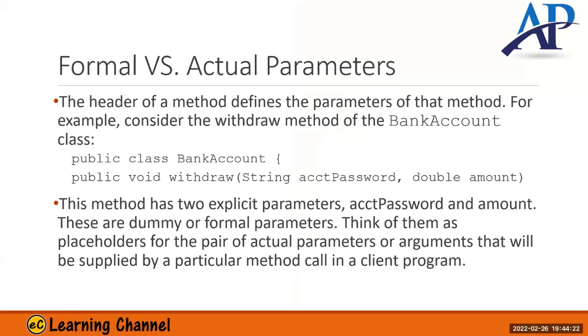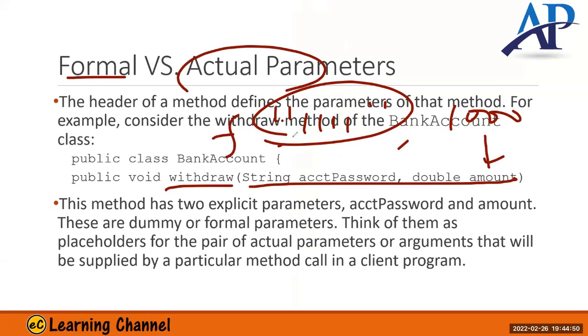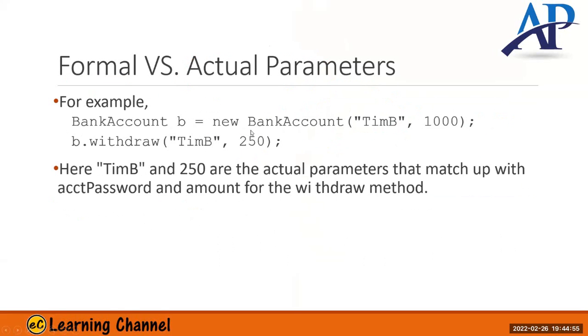Okay, method parameter. You can have formal parameter and actual parameter. Formal parameter means the variable list. Actual parameter means, for example, you withdraw with password string 1111 and amount $1,000. That is the actual parameter. So the actual parameter is the value you really pass into a function.